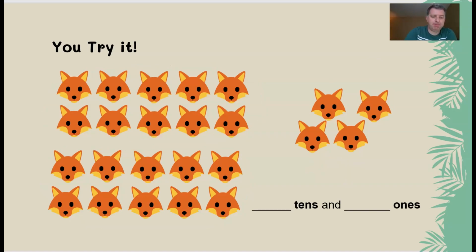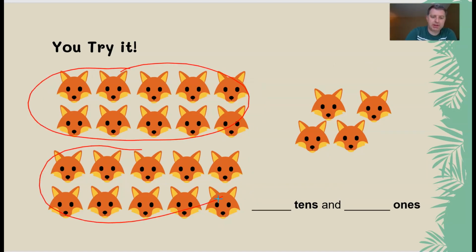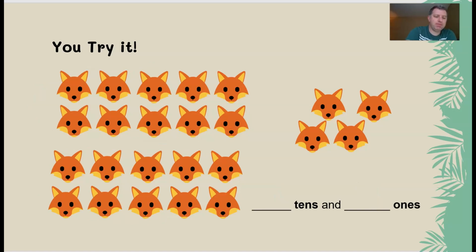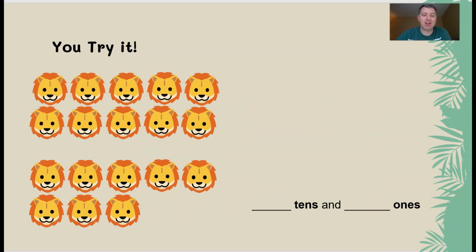Good job. So 2 10s and 4 ones. 2 10s, 4 ones. Did you get 2 10s and 4 ones? Great job. Let's try another one, friends. All right, here are some lions. Do you see some that are in a 10 group? Pause the video and figure out how many 10s and how many ones. And then press play and we'll check your work.